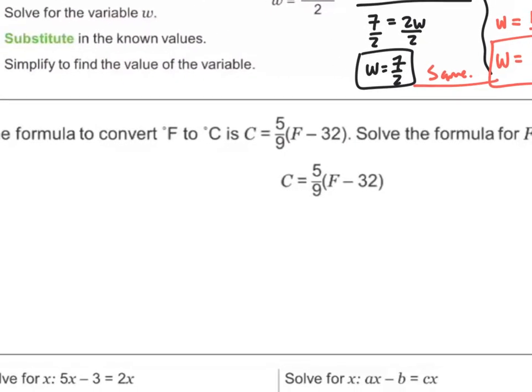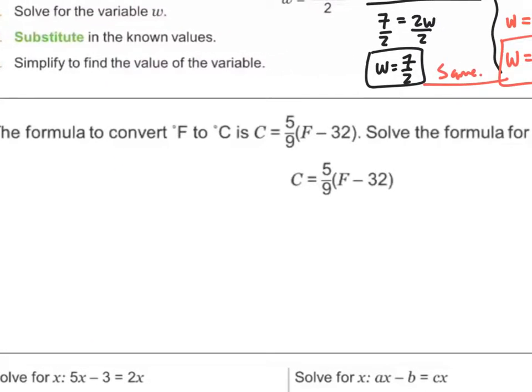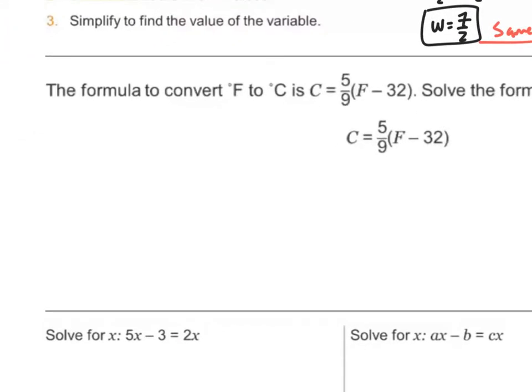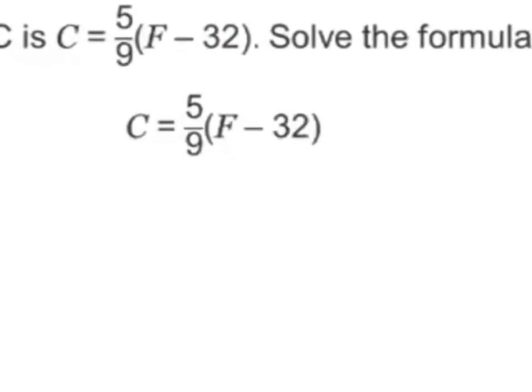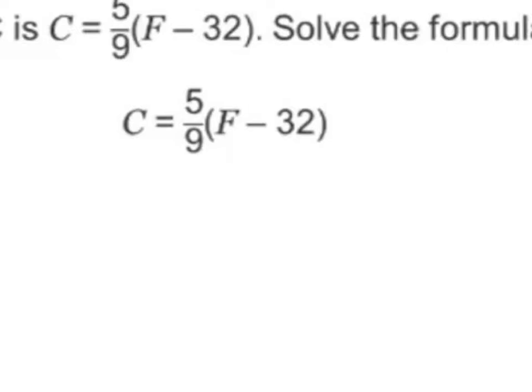Okay, so on this one, it says the formula to convert Fahrenheit to degrees Celsius is given by this: C is equal to 5/9 times the quantity F minus 32. And what we want to do is solve this formula for F. So we go the other way. If you're given degrees Celsius, then you can convert this into Fahrenheit.